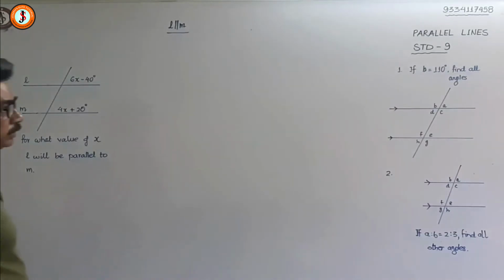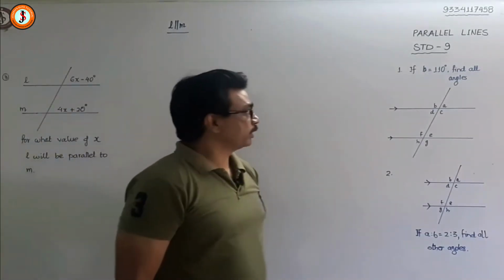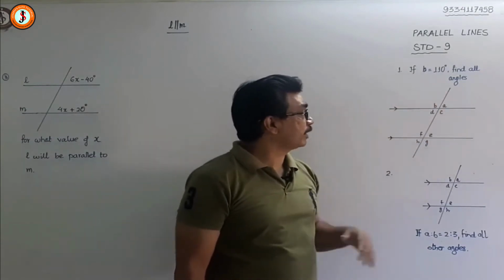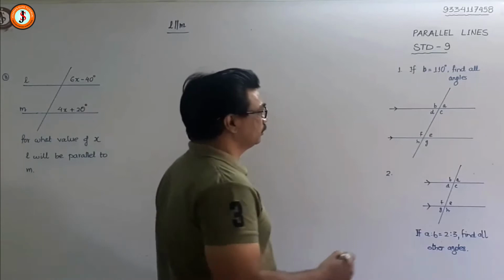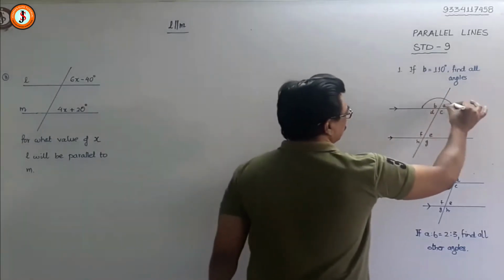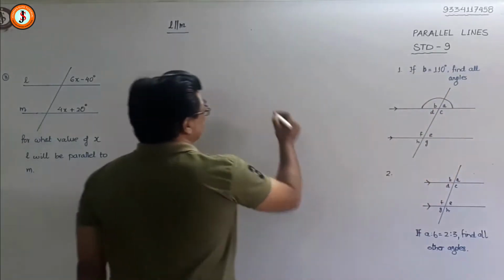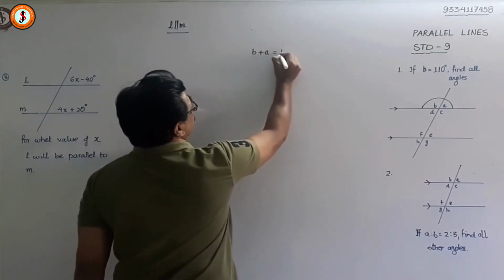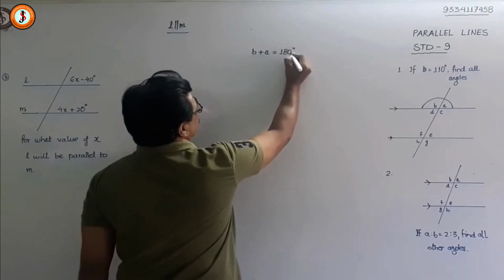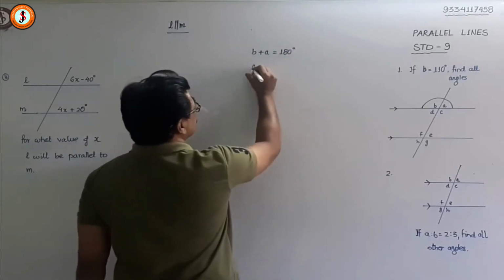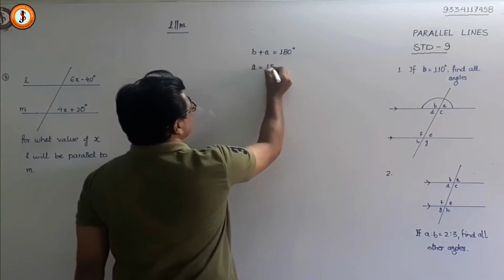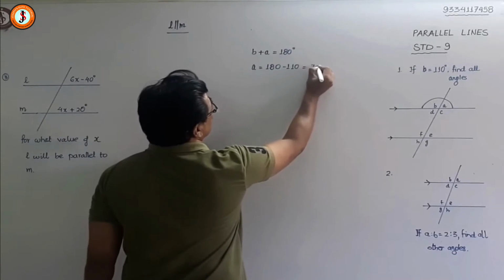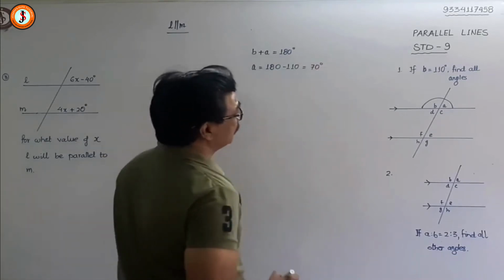Now students, let us try to do a few sums on parallel lines. So these two lines are parallel. B is given as 110. Find the other angles. So we go stepwise. First we know that B plus A will be equal to 180 degrees, as they are linear pairs. Now if B is 110, A will be 180 minus 110, that is equal to 70 degrees. So I have got A as 70.